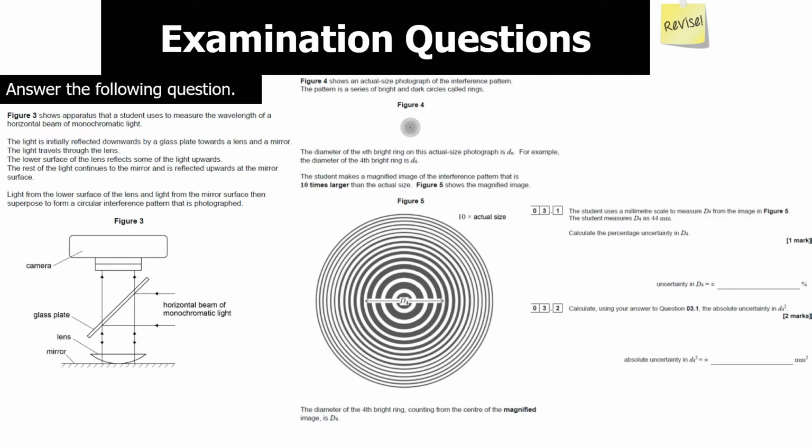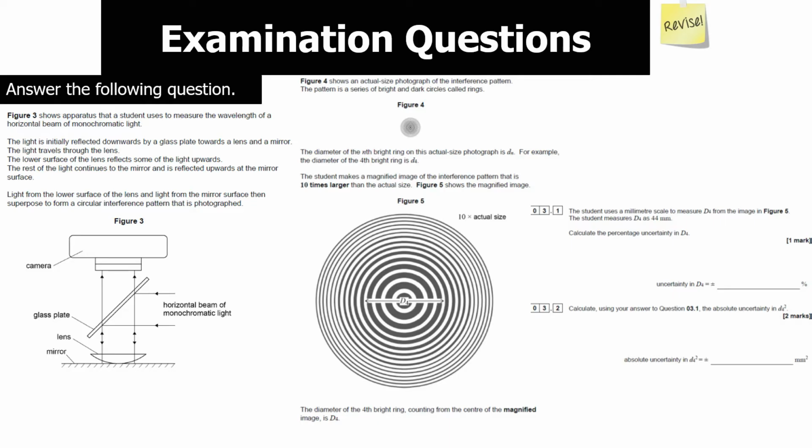Now the next question says, figure 3 shows the apparatus that a student used to measure the wavelength of a horizontal beam of monochromatic light. The light is initially reflected downwards by a glass plate towards the lens and a mirror. The light travels through the lens and the lower surface of the lens reflects some of the light upwards. The rest of the light continues to the mirror and is reflected upwards at the mirror surface. Light from the lower surface of the lens and light from the mirror surface then superpose to form a circular interference pattern that is photographed.